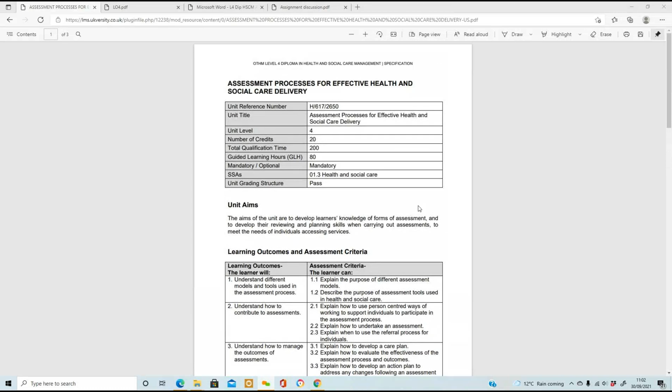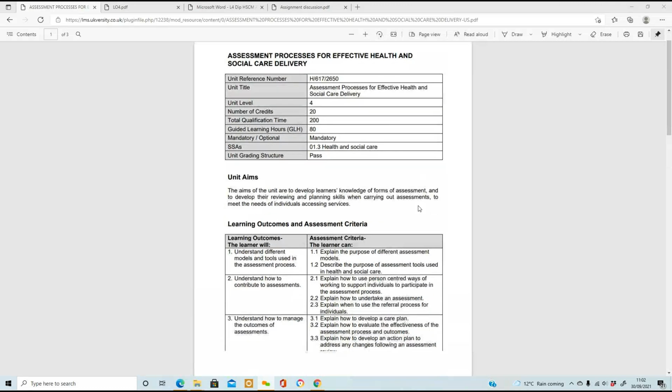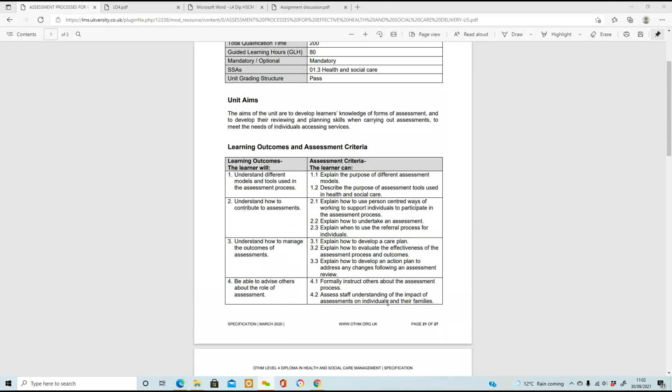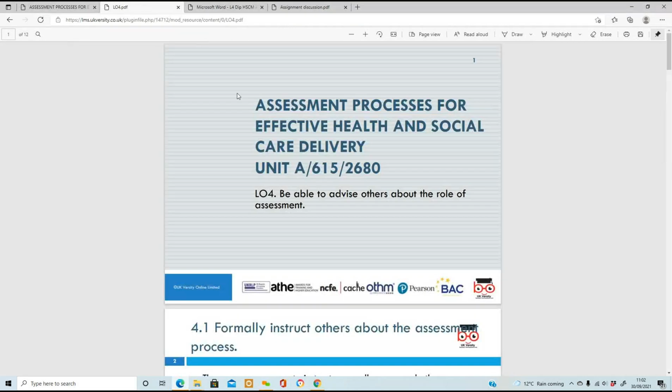So we're still on the assessment processes for effective health and social care delivery, but on learning outcome 4, which is be able to advise others about the role of assessments. So 4.1 is formally instruct others about the assessment process. And then 4.2 is assess staff understanding of the impact of assessments on individuals and their families. So we'll go here.